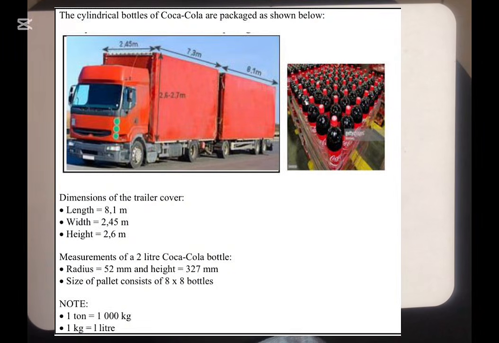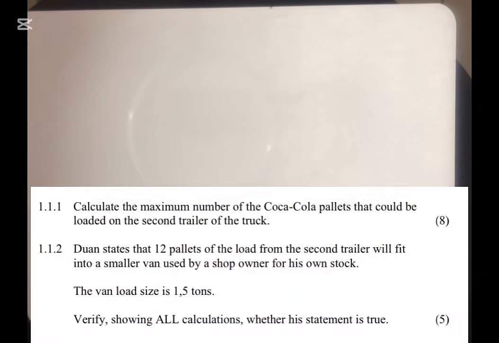The size of pallet consists of 8 by 8 bottles. Note 1 ton is equal to 1000 kg. 1 kg is equal to 1 liter. Use the information above to answer the following question. Calculate the maximum number of the Coca-Cola pallet that could be loaded on the second trailer. Okay. The second trailer, if we check the dimension of a second trailer, we have it.